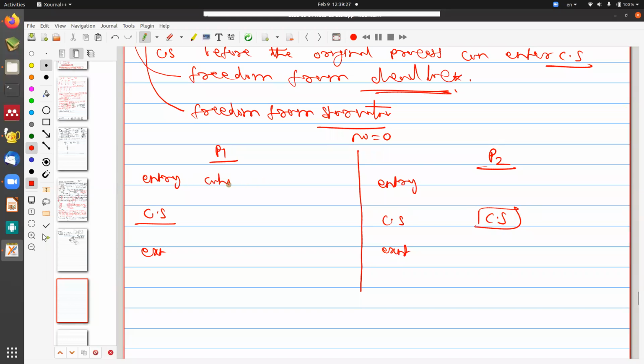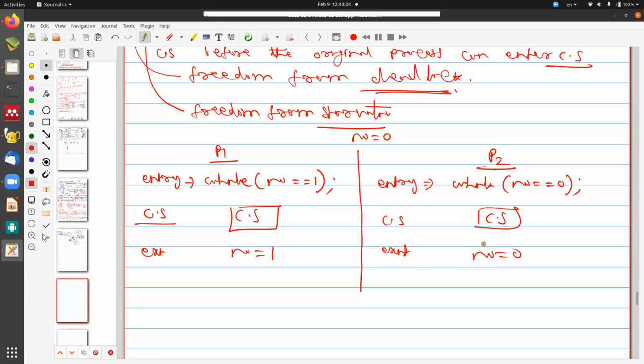He has simply written: while number is equal to 1, then put in a loop, semicolon. And for the other process, how has he written the entry section? While number is equal to 0, then put in a loop. Then the critical section is this. Both have a critical section. And what is written in the exit section? Number equal to 1 and number equal to 0.